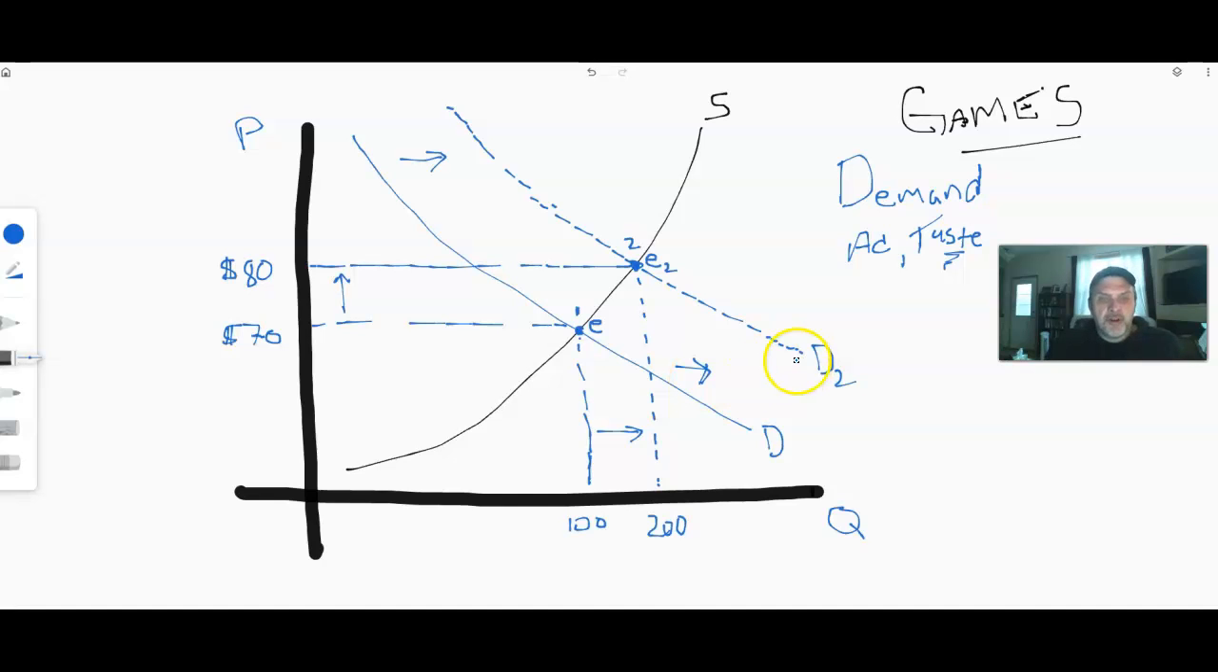So let me know if you have any questions, if you're still confused. But hopefully this will help the majority of you who are starting to get into supply and demand now, or at least putting the two curves together.